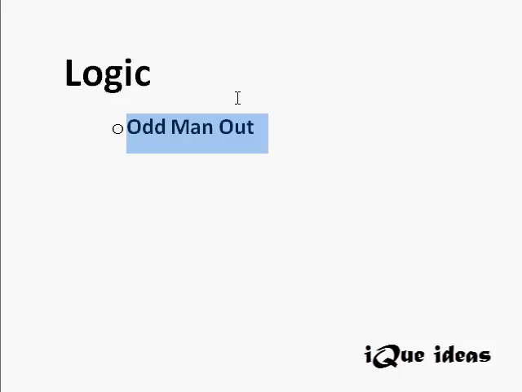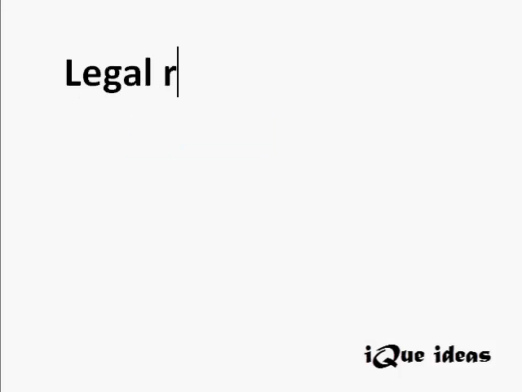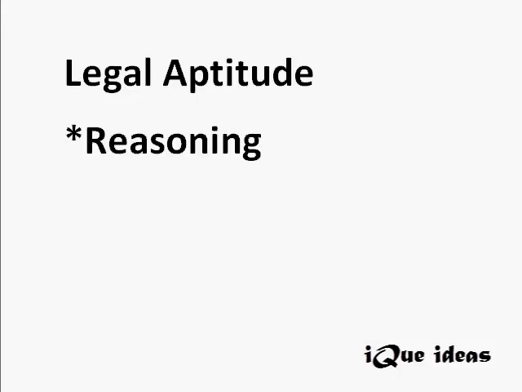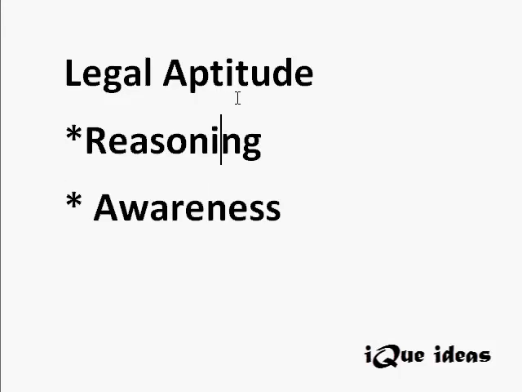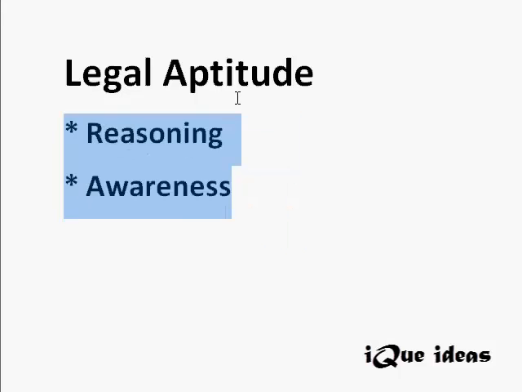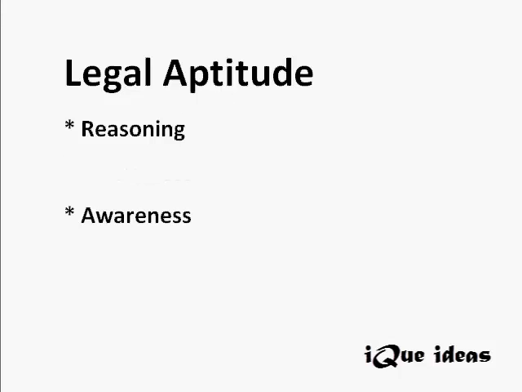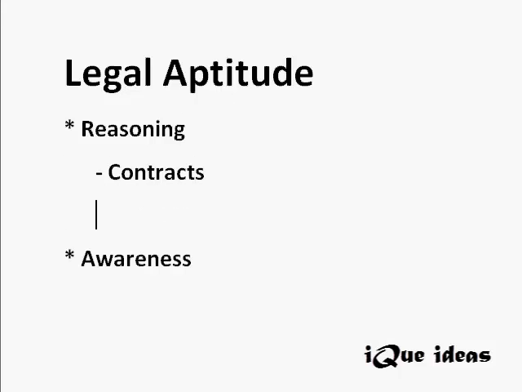Now, for the law aspirants, a very important subject is legal aptitude. In legal aptitude, there could be two sections. One could be reasoning and the second could be awareness. So in questions of legal reasoning, you could have questions based on certain fundamental things, which could include your basic knowledge of contracts, your basic knowledge of criminal law.